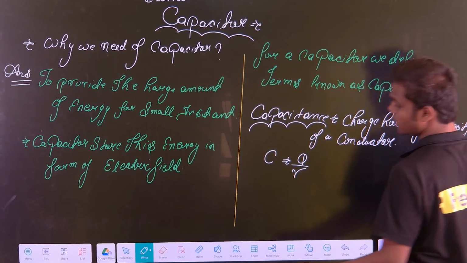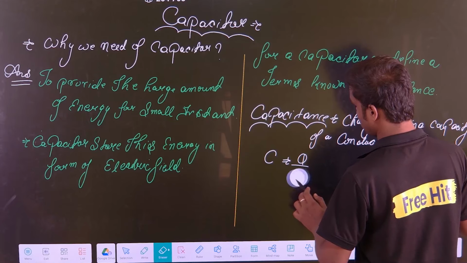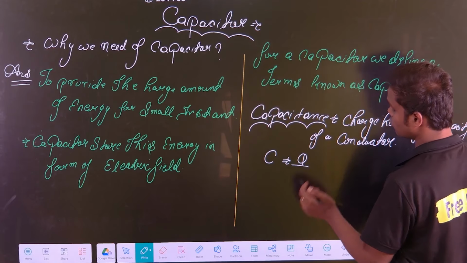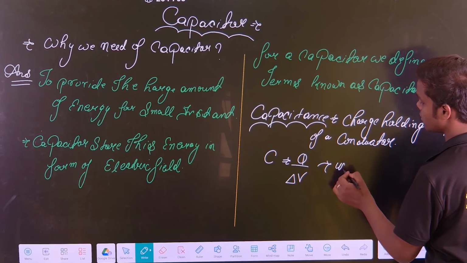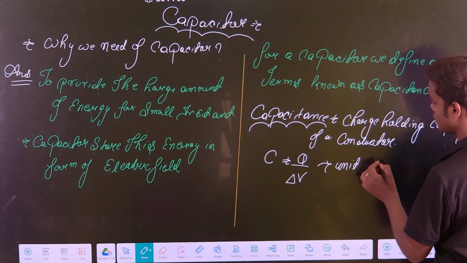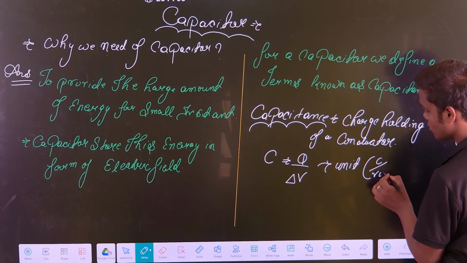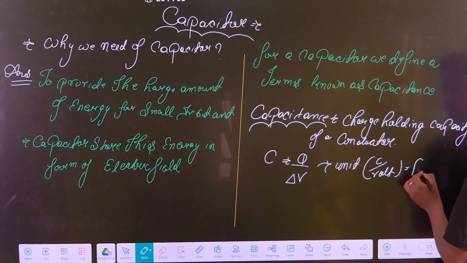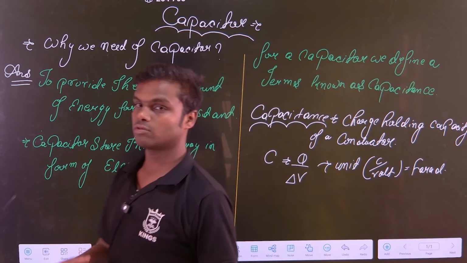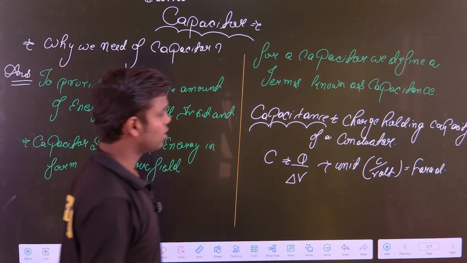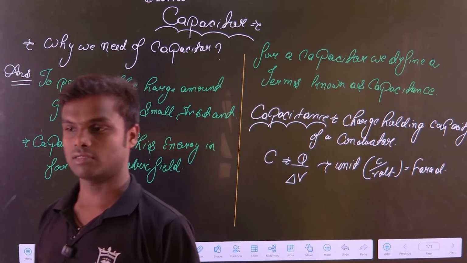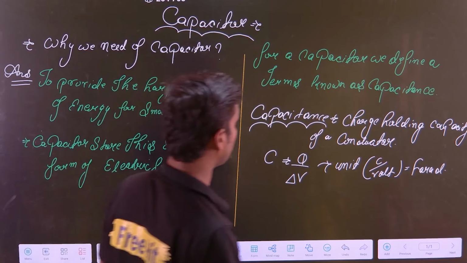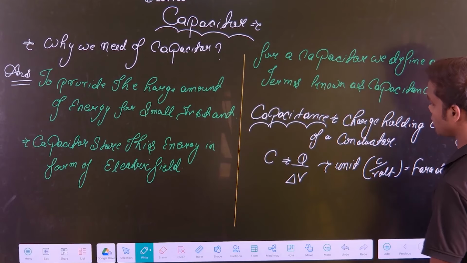That is how we define it: charge Q by delta V, the potential difference. So what is the unit? Its unit will be coulomb per volt, which is known as a farad. But if you go for solving questions, you will find that generally the units will be given in micro or millifarad, or picofarad, like that. You will never get a unit of farad. Why? Because the farad is a very big unit.